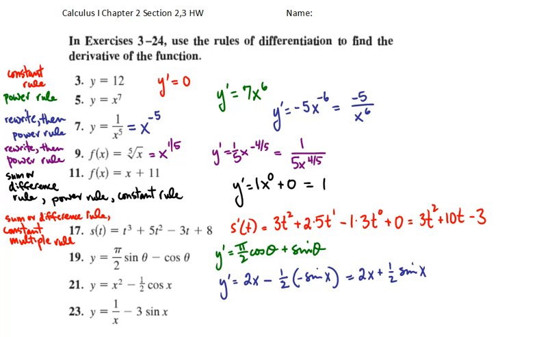For number 23, we'll rewrite 1 over x as x to the negative 1 minus 3 sine of x. For x to the negative 1, we'll use the power rule. So we bring down the negative 1, reduce the exponent by 1, that's x to the negative second. Then the derivative of sine is cosine, so we get negative 3 sine x. And that does it for this video.